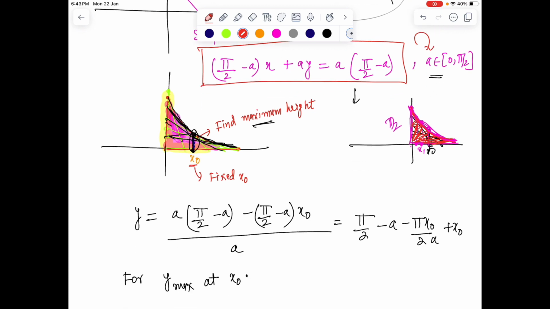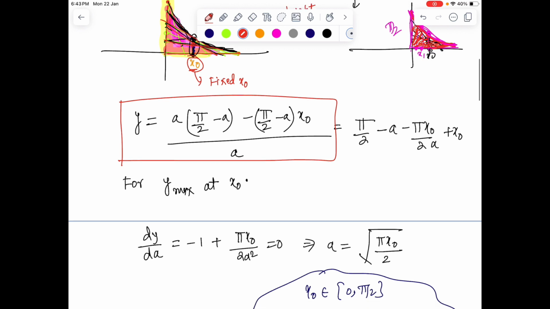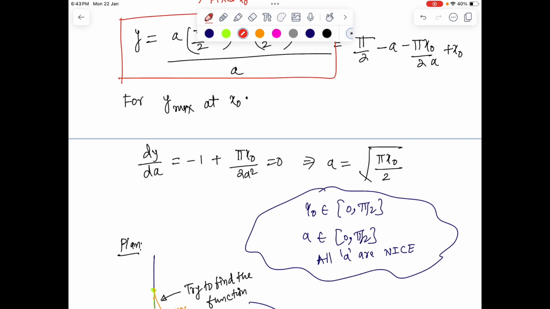So keep x equals x0. We have y in terms of x0 and a. Clearly at a particular fixed location x0, we are trying to find the maximum height. What is contributing to this height is a, because as a keeps changing, these lines keep changing, hence the height keeps changing. To get y max, we differentiate with respect to a. We want to search for the line which gives the maximum height at that position. Setting dy/da equals 0 gives a value of a equal to root of πx0/2. Again, all the a's are nice in the sense that x0 itself is from 0 to π/2.